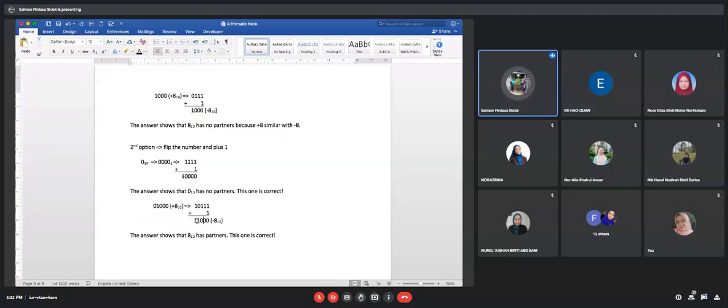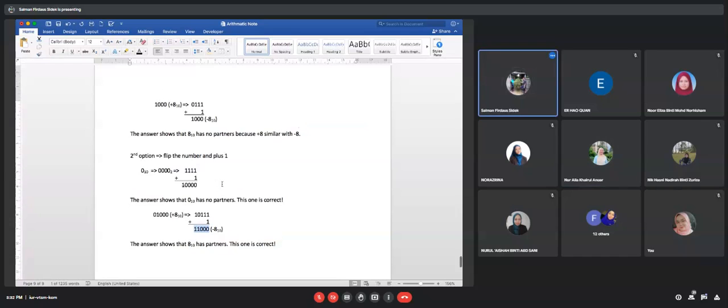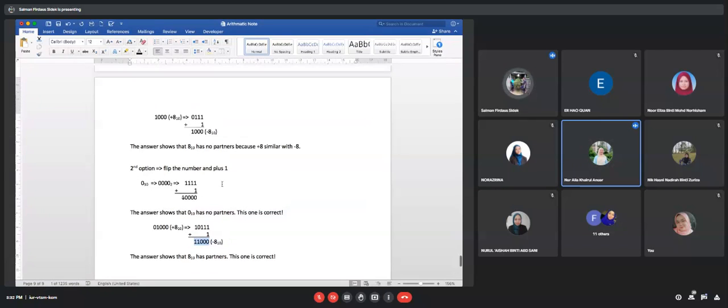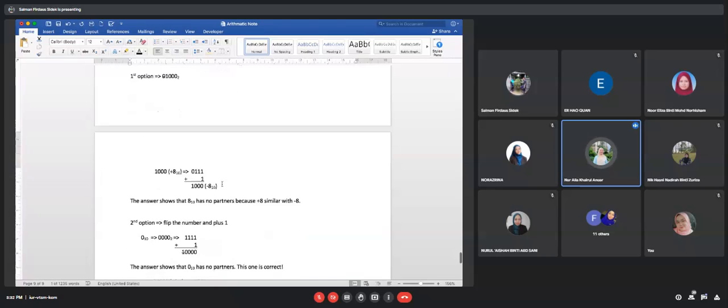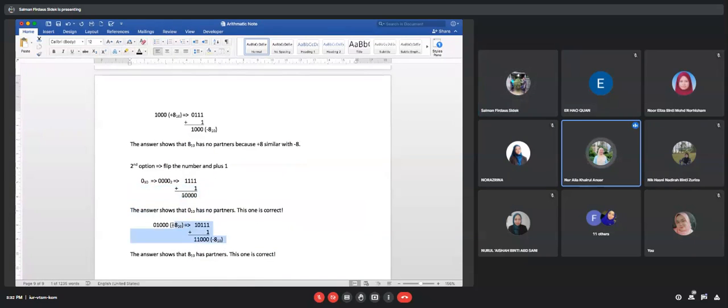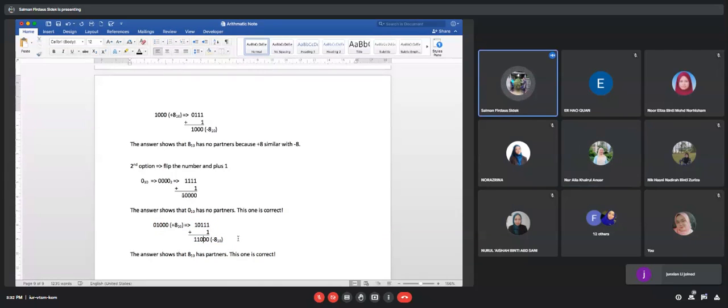Later we will check what is the value of this. Sir, so that means the first one, the partner, the first bit represents negative, right? The answer below, 11000, right? So the first bit in front represents negative, and then 1000 is 8, right? Yes. Okay, yes, very correct.